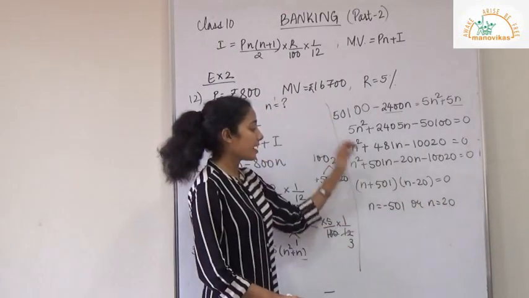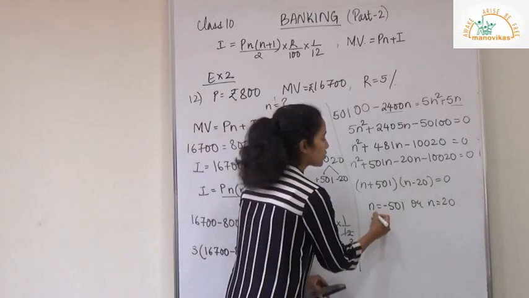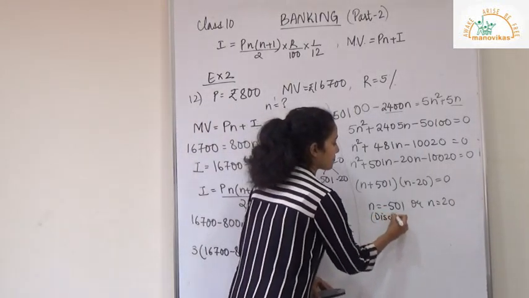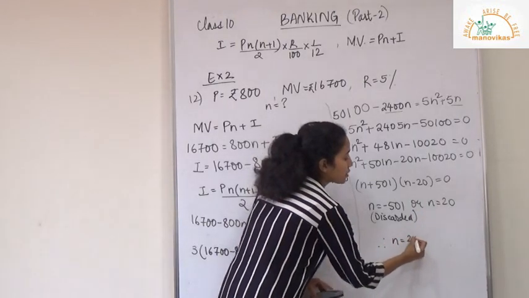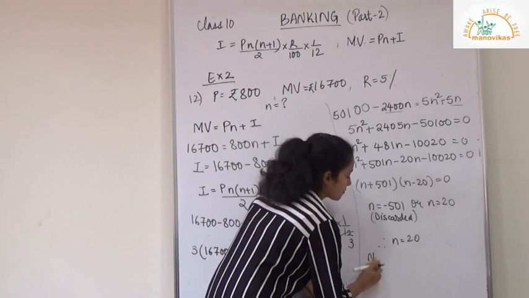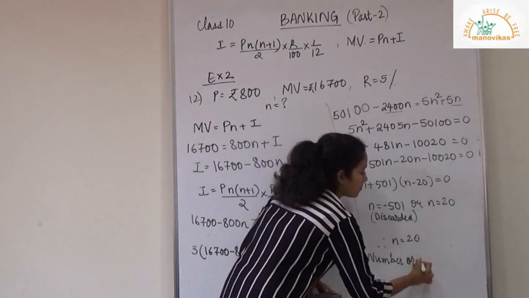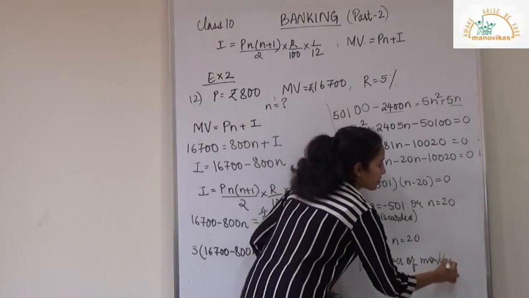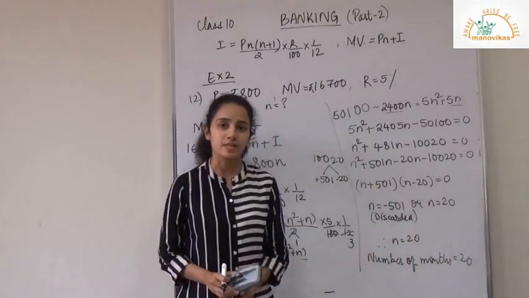Now note that in banking, you cannot have negative number of months. So it means this will be discarded. And therefore, n is equal to 20. That is the number of months, the time period will be equal to 20, or n is equal to 20 months.